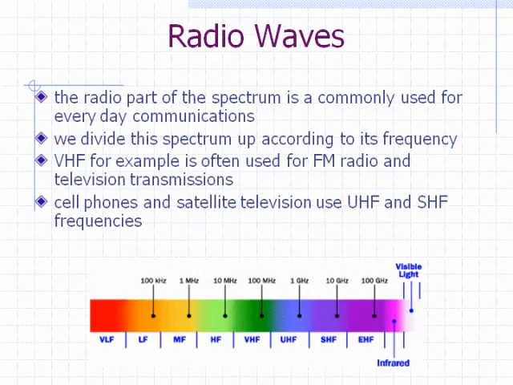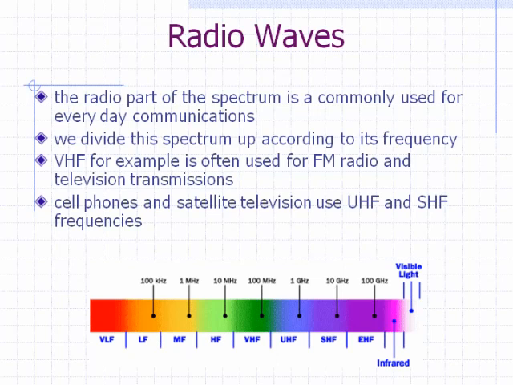Let's go back to the radio waves. The radio part of the spectrum is commonly used as a means of communication. We've used it for well over 100 years to communicate over large distances. Now, the government in the United States actually divides the spectrum according to its frequency and assigns different frequencies to different applications. It's also categorized according to the frequency, usually in powers of 10.